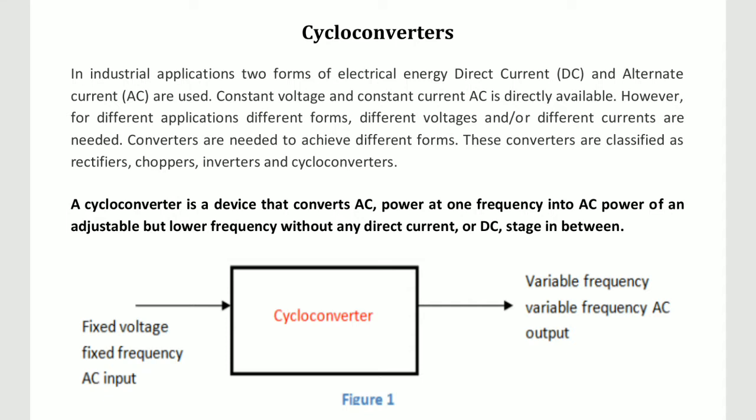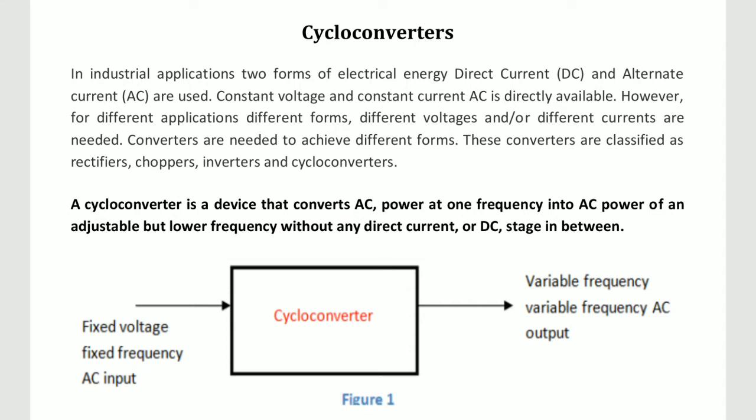The next device is alternating current to alternating current, that is AC to AC. These are the AC voltage controllers. In that type there is one type, that is cycloconverter, which is nothing but a frequency conversion device. We will briefly discuss this type of device in this video.